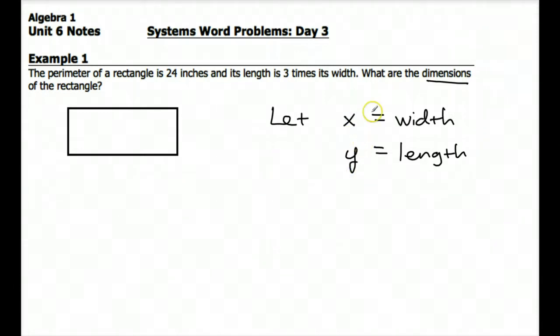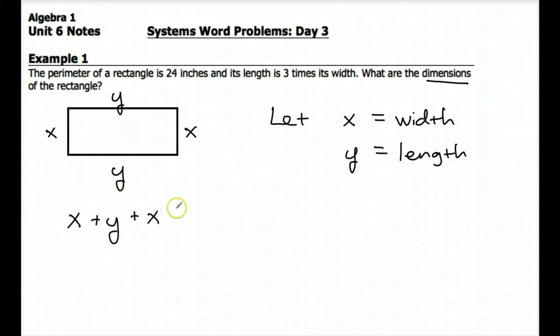Okay, so these two sides are going to be my X, these two sides are going to be my Y. And we know two things in this problem. The first thing we know is that the perimeter is 24 inches. Well, you should know the formula for perimeter of a rectangle, but if you don't, you can find it just by looking at your diagram. Perimeter means you need to add up all the sides. So to find the perimeter, we're going to take X plus Y plus our other X plus our other Y. And that's going to be equal to our perimeter, which again is 24 inches.